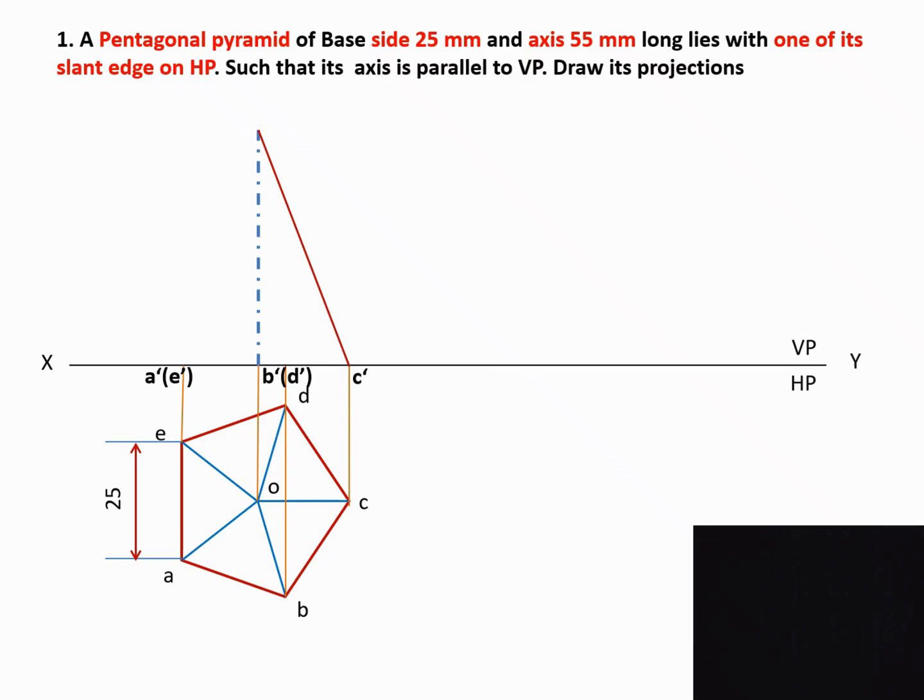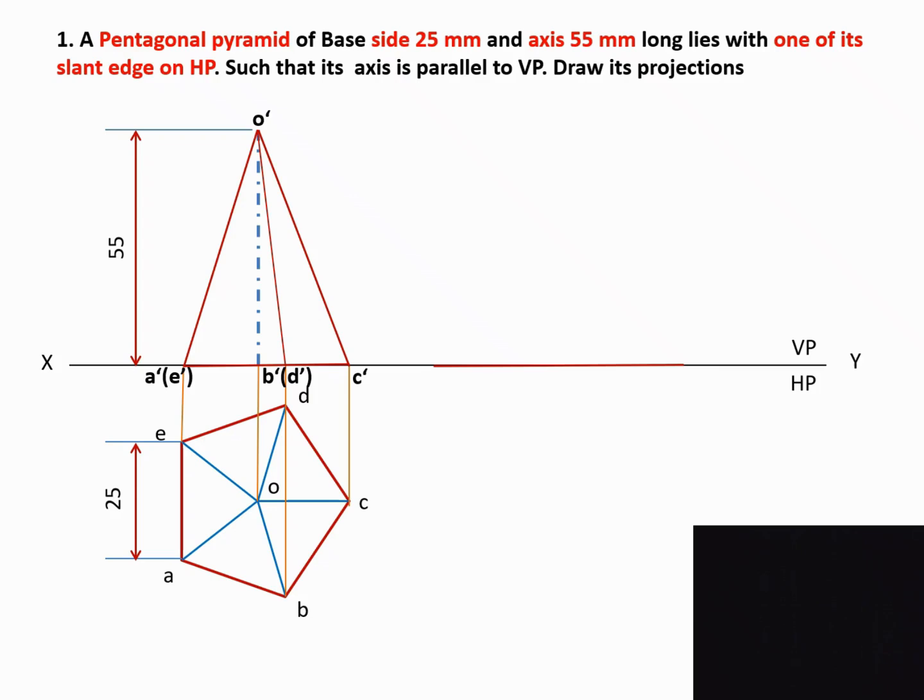See, we have to join all the lines. First, based on the axis line, we are going to join all the lines. This is how we are going to join all the lines. We give it the name O. The length of these lines is 55 mm.